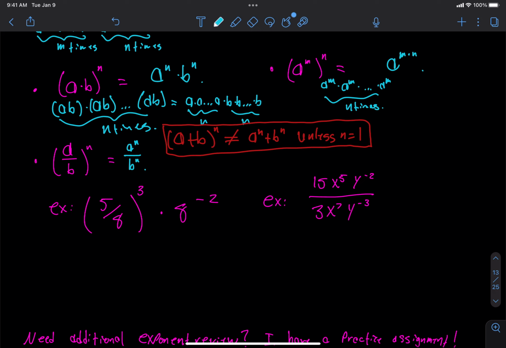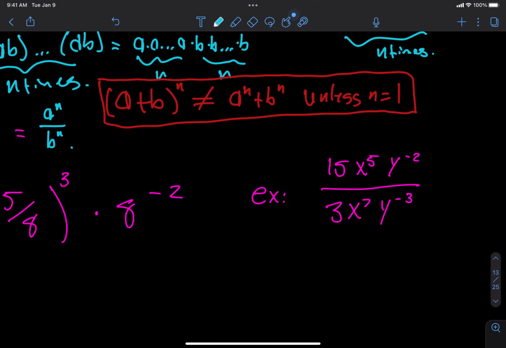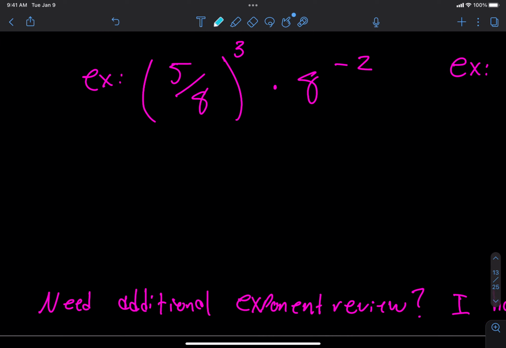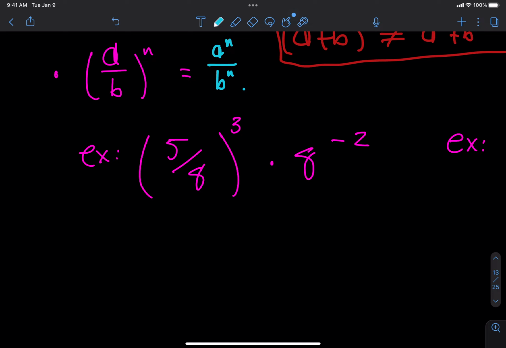So let's do a couple of quick practice ones. Let's do something like this: 5 over 8 cubed times 8 to the negative 2. I'm going to try to simplify this as best I can. Well, using the last rule that I just learned, I can distribute that 3. So I get 5 cubed over 8 cubed. And then this is going to be multiplied by 8 to the negative 2, which I'm also going to rewrite as 1 over 8 squared. Okay, so how can I simplify this further? I can multiply these two fractions. We learned on the first day of class how to multiply two fractions. What do?